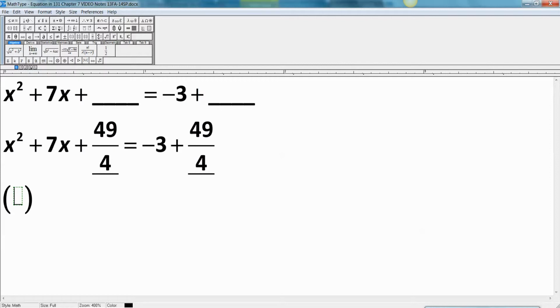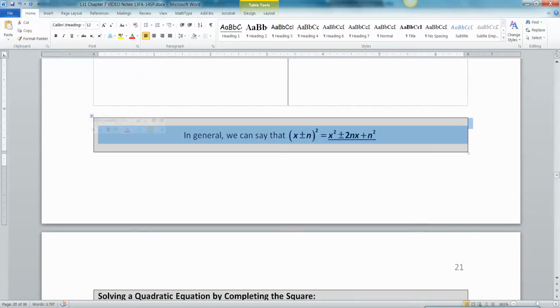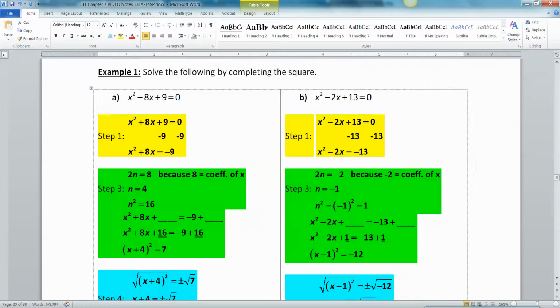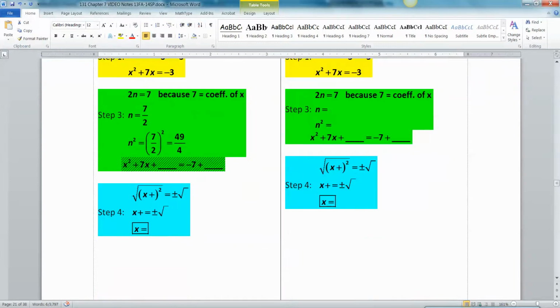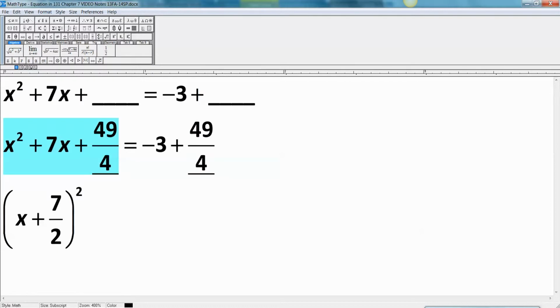Okay, so now this is x. Now remember, it's always going to be plus or minus n. And you already figured out what n was, right? Because of this box right here. But we already said that our n was 7/2, so I know that it's going to be x plus 7/2 squared. You are completing the square. You're changing this form to something that will be a perfect square on purpose. And then now we need to do this. Well, 3 is 12 over 4, so that's negative 12 over 4.